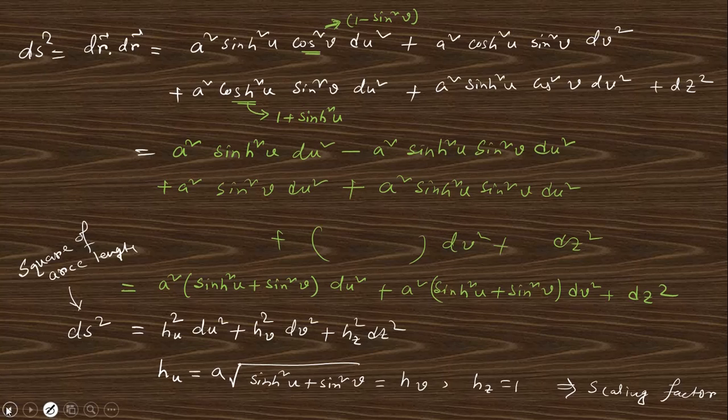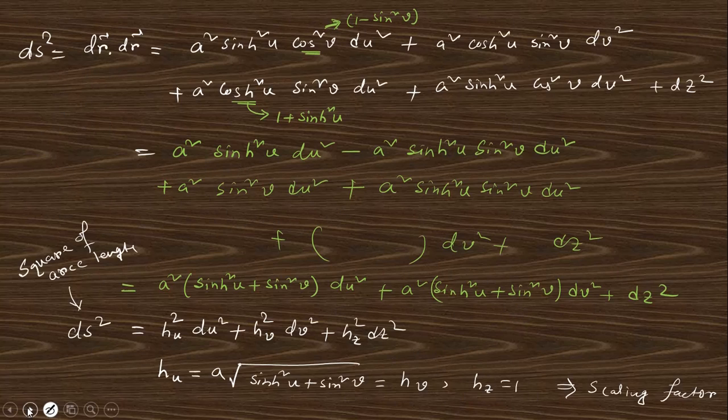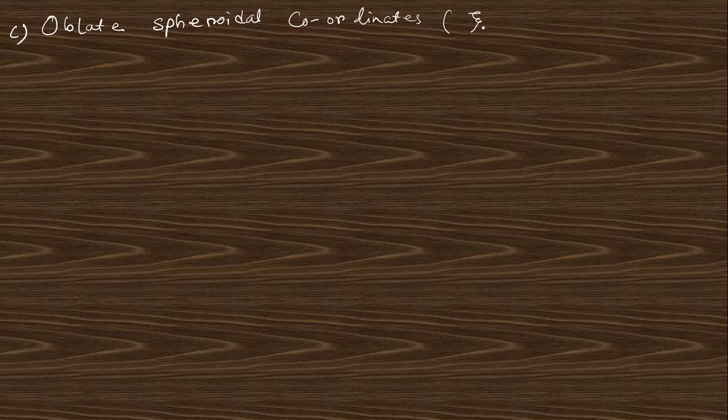And the next one was the oblate spheroidal coordinates. If you take the oblate spheroidal coordinates, that is number c, oblate spheroidal coordinates. Okay, this is xi, eta and phi. If you already covered the previous lecture, you know about this notation, also this notation given in these books.